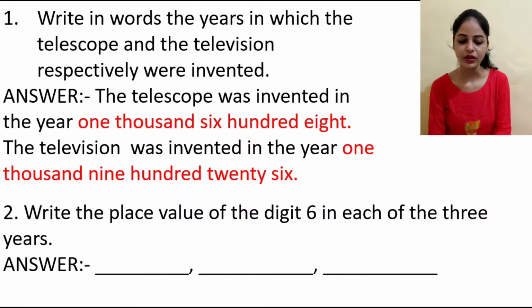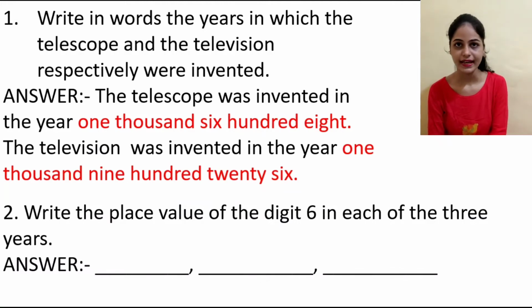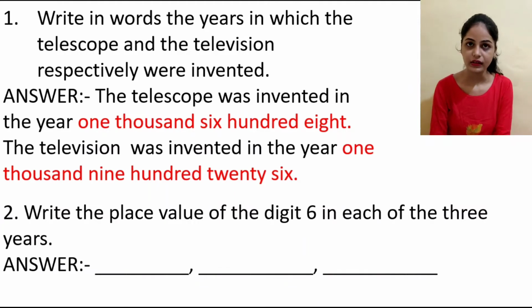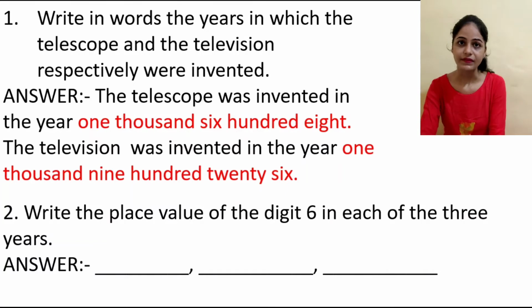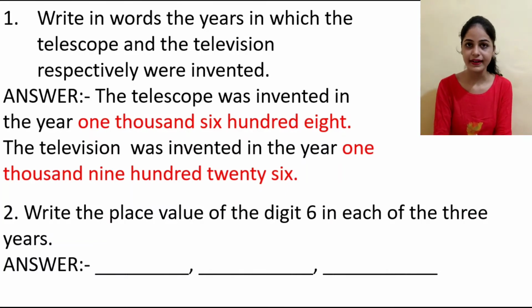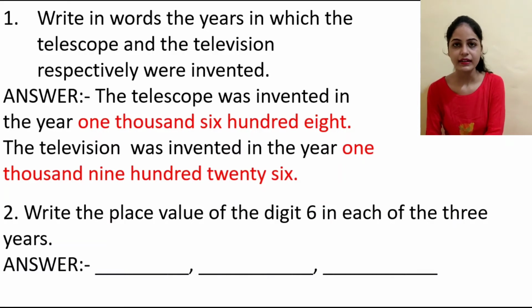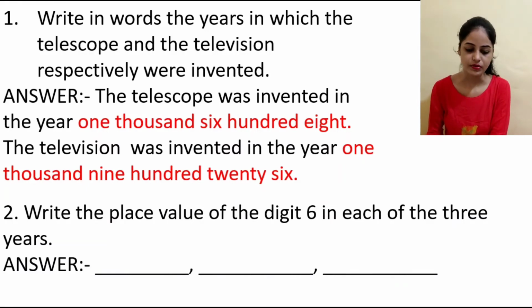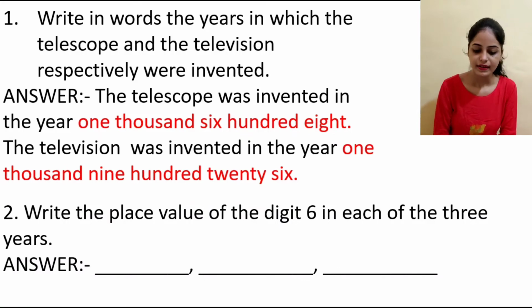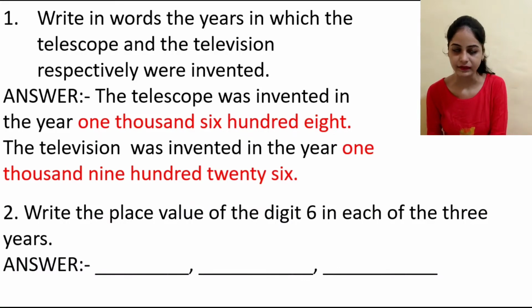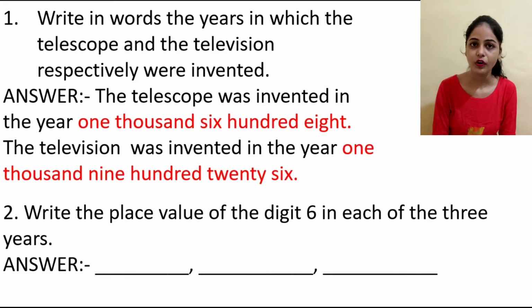As you see on the screen, question number 1: write in words the year in which the telescope and the television respectively were invented. So the telescope was invented in the year 1608, as we saw earlier. Next, the television was invented in the year 1926.